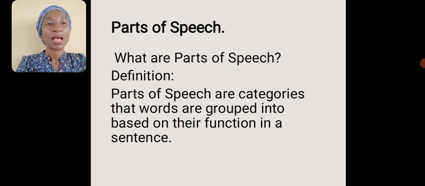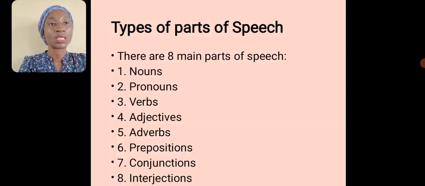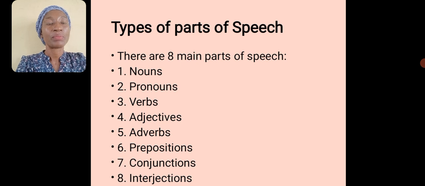Every word has a function in a sentence, and parts of speech help us see the different categories that words have been grouped into, based on the function each word performs in a sentence. There are basically 8 parts of speech in English grammar. Today, we'll do a brief rundown of all 8, and then in our subsequent classes, we'll look in detail into each of them.